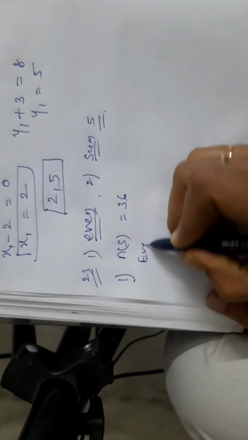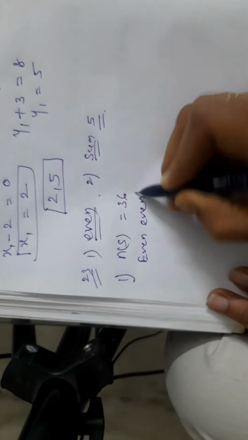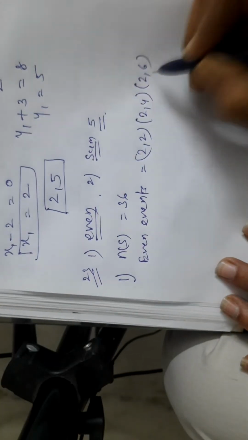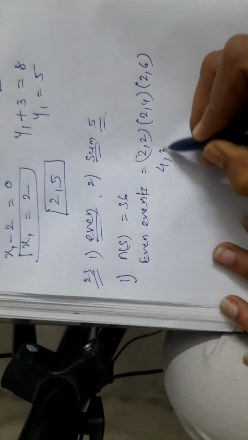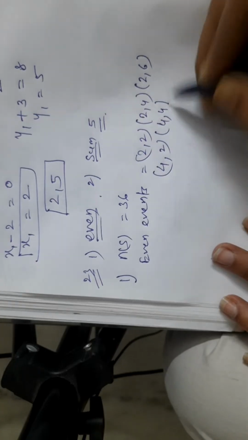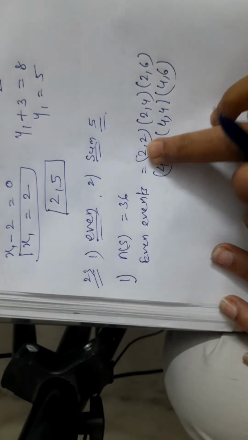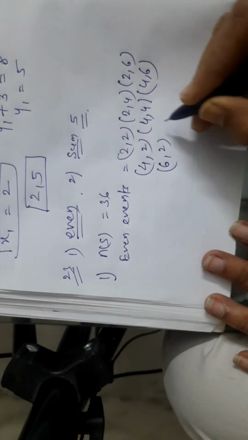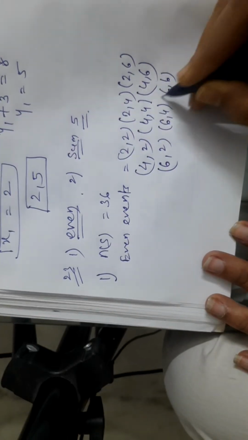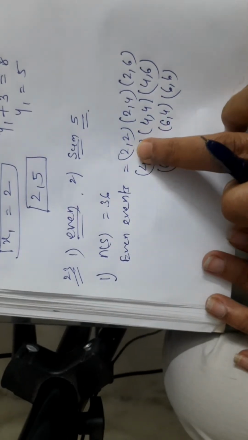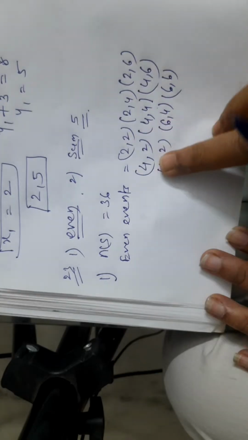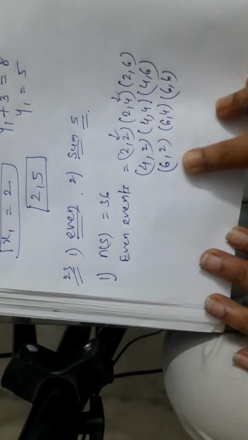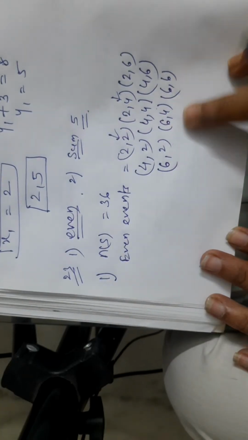Now the even events. Even events are (2, 2), (2, 4), (2, 6), and in the same way (4, 2), (4, 4), (4, 6). Once we have the combinations with 2, once with 4, and the last with 6: (6, 2), (6, 4), (6, 6). So how did we do it? First we started with 2: (2, 2), (2, 4), (2, 6). Next we replaced it with 4: (4, 2), (4, 4), (4, 6). Next we started with 6: (6, 2), (6, 4), (6, 6).